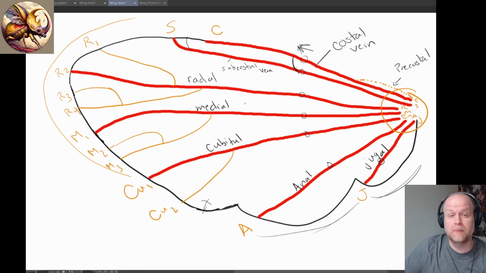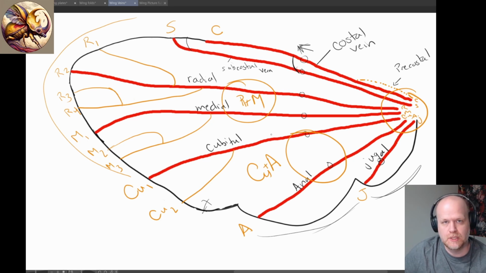Veins can also be fused, which gets very, very confusing in the naming structure. So frequently the radial and medial veins are fused, and the anal and cubital veins are fused, in which case they would be abbreviated CUA and R plus M frequently.